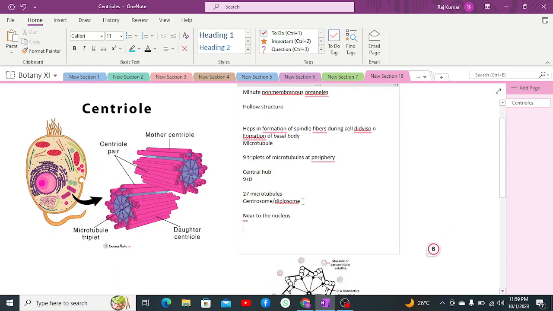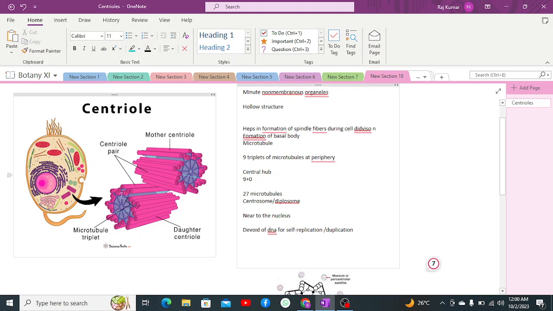Apart from which, these are organelles which can self-replicate, though they are devoid of DNA. Centriole is present one in number, then during S phase they duplicate themselves. The area where two centrioles are arranged perpendicular to each other is known as a centrosome or diplosome.